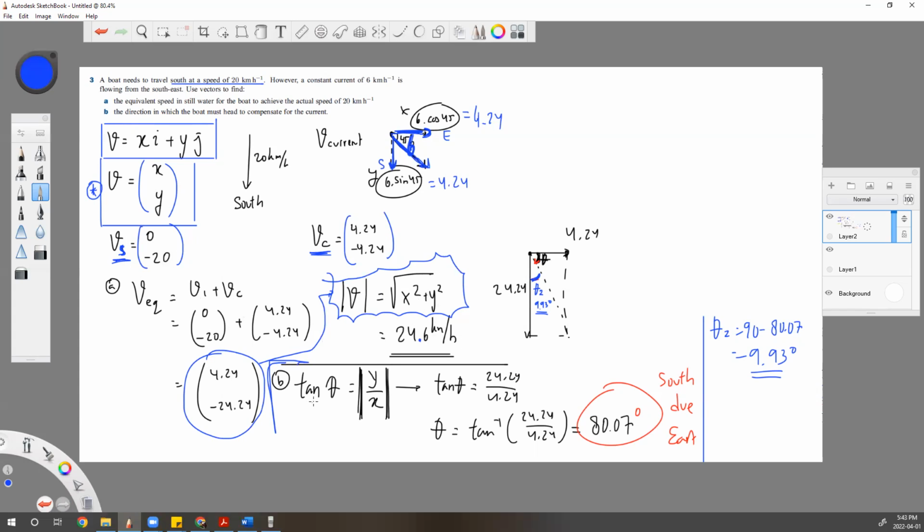And then angle, tan theta. Theta is always measured from the x-axis, right? Due x-axis, absolute value, y over x, 24 over 4.24, and we get 80.07. Why is it different from the answer key? Because the answer key is giving you the clue is due south. So both answers are right. So no need to stick to the answer key.